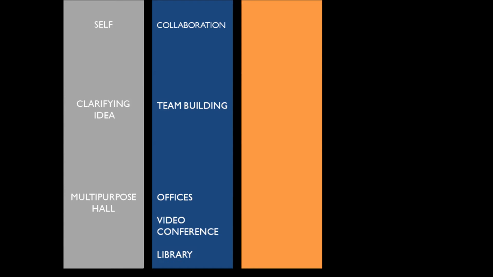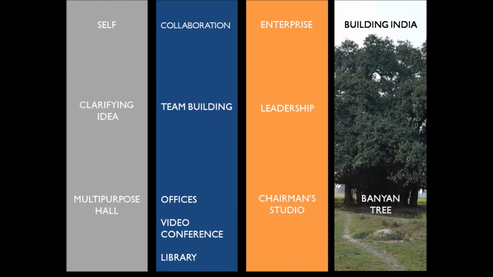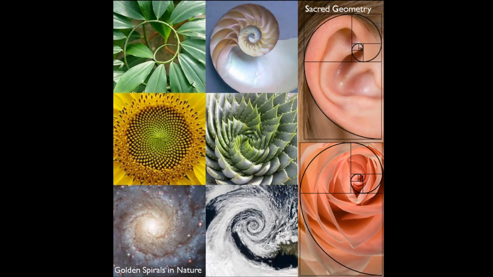The process of clarifying ideas through self-reflection and discussion with other entrepreneurs can be represented by the multipurpose hall. The process of collaboration and team building can be represented by offices, conference rooms, and the library. The leadership role can be represented by the chairman's studio. And India is represented by the banyan tree. This journey of the entrepreneur is a non-linear evolutionary process. Hence, we need a non-linear evolutionary form to map this journey onto the site. The golden spiral is one such form, found abundantly in nature and representing the possibilities of exponential growth.